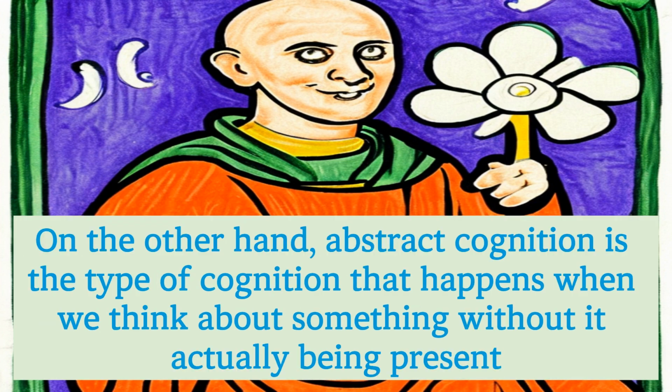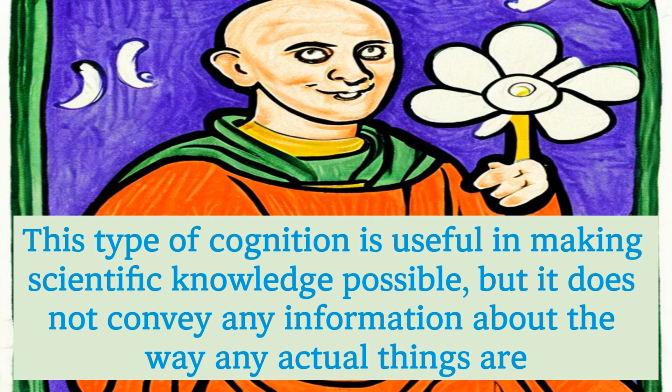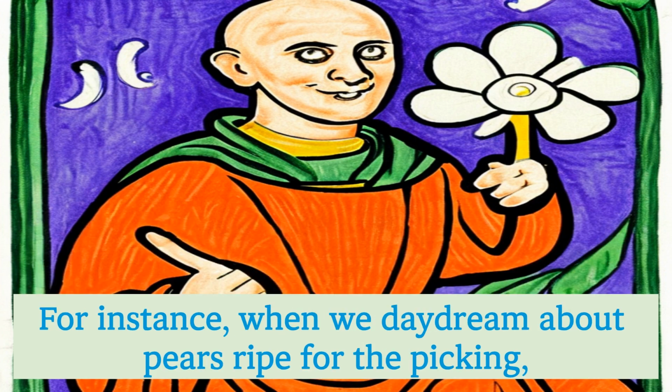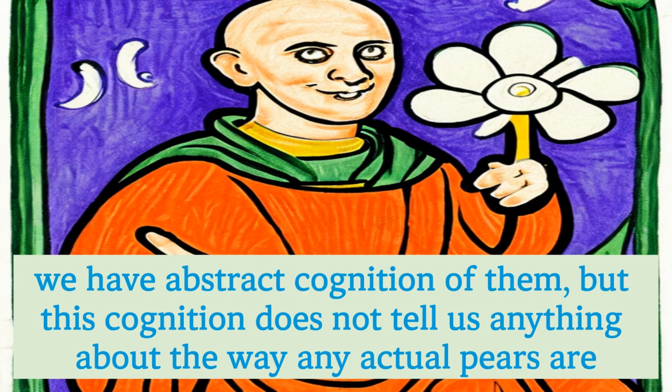On the other hand, abstract cognition is the type of cognition that happens when we think about something without it actually being present. This type of cognition is useful in making scientific knowledge possible, but it does not convey any information about the way any actual things are. For instance, when we daydream about pears ripe for the picking, we have abstract cognition of them, but this cognition does not tell us anything about the way any actual pears are.